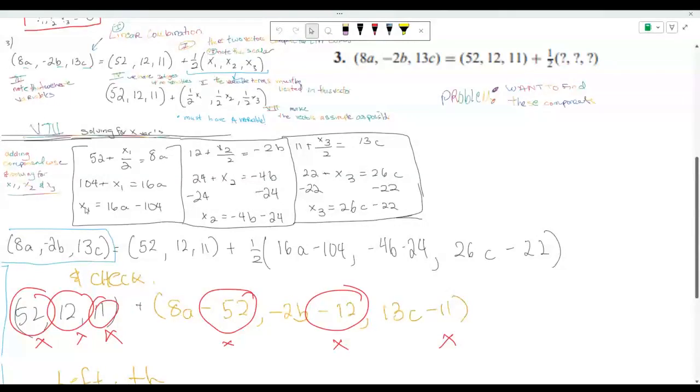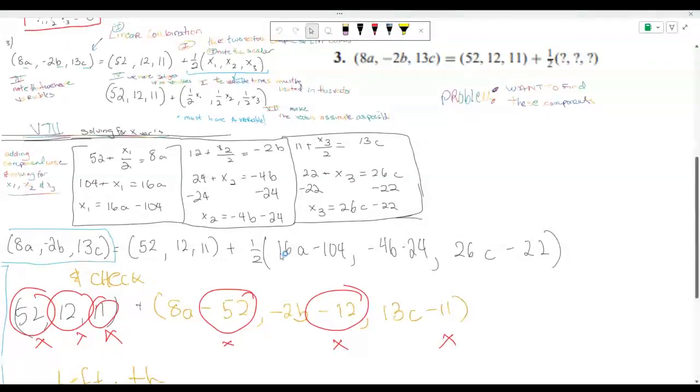And so next we're just going to find x1 by labeling 52, which is the first component of the first vector on the right side of the equation, added to 1/2 of x1. And that equals our linear combination 8a. I solve for x1 starting by multiplying everything by 2, so we can get rid of the 1/2. And then you just simplify for x1. It's the same process for x2 and x3, which would be the other question marks.